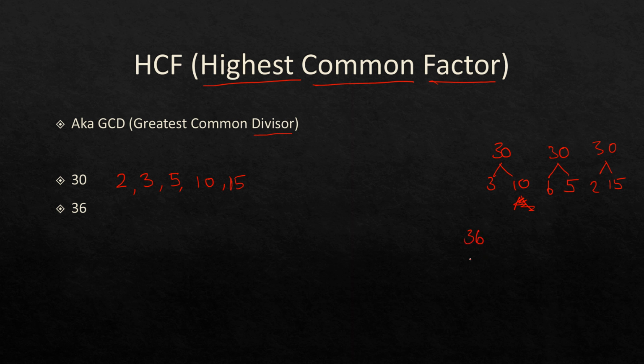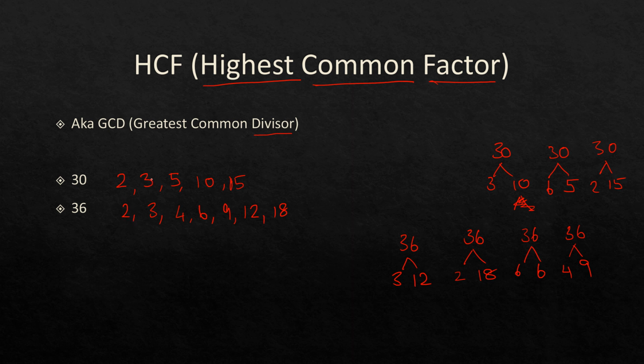Let's say 36. What are the factors of 36? 2 times 18 is 36. Then we have 6 times 6 is also 36. 4 times 9 is also 36. And 3 times 12 is also 36. So let's write them down. I think that is all. Yeah, pretty much all that we have. So 2, 3, 4, 6, 9, 12, and 18. So what is common?